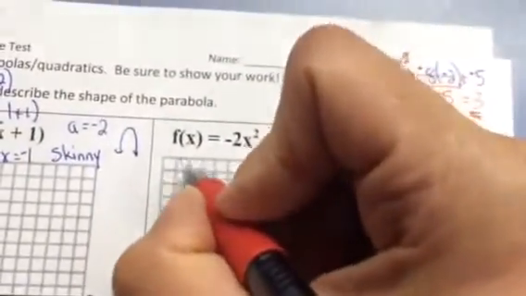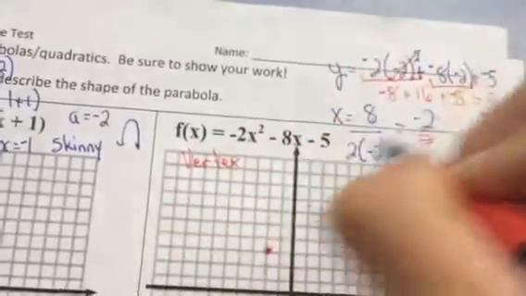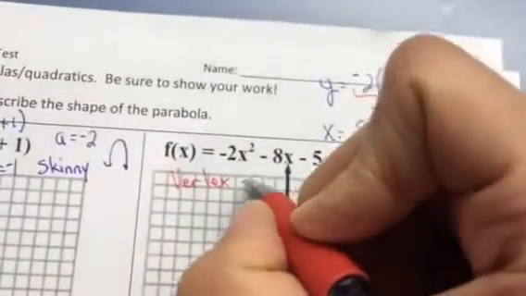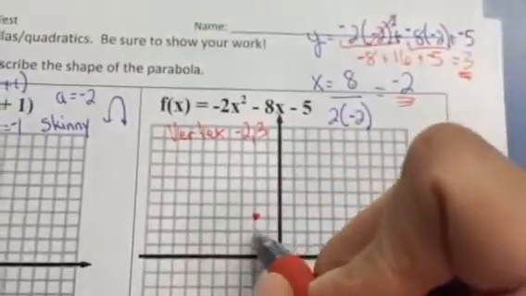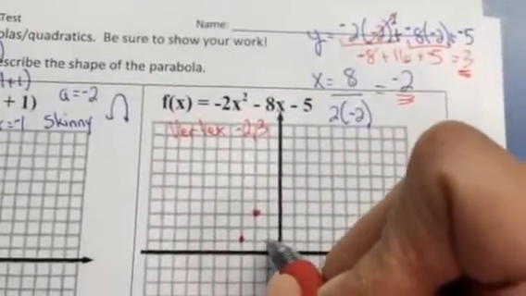And so there's my vertex. Let's see. And then I'm going to use my one-time slope of a to go down 2 and over 1. Now this is another problem.